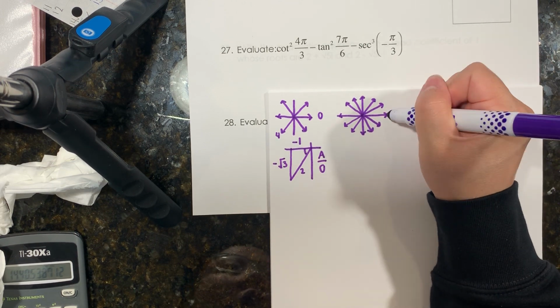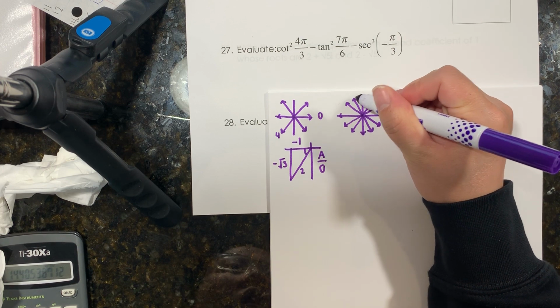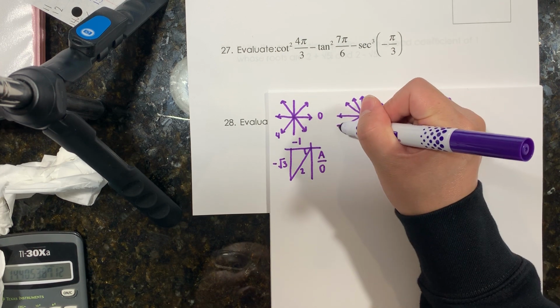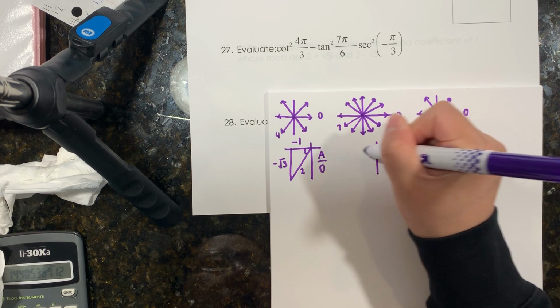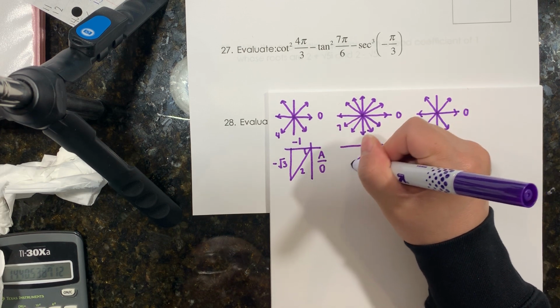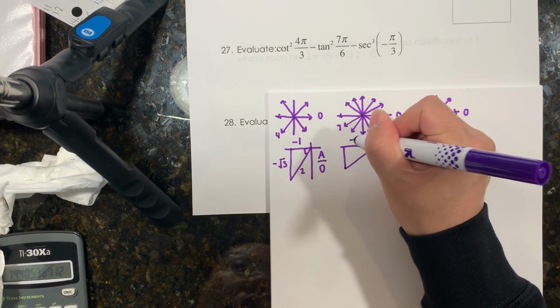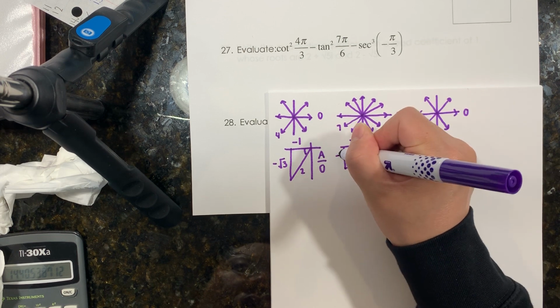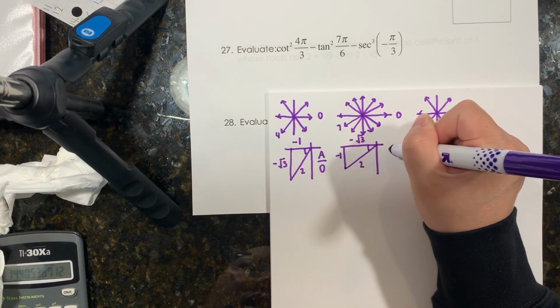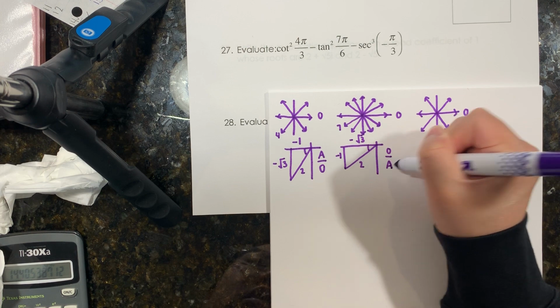For 7 pi over 6, I'm going to count 1, 2, 3, 4, 5, 6, and 7. That's also in quadrant 3. Anytime it's over 6, it's a 30-degree triangle. So this would be negative root 3, -1, and 2. Tangent is opposite over adjacent.